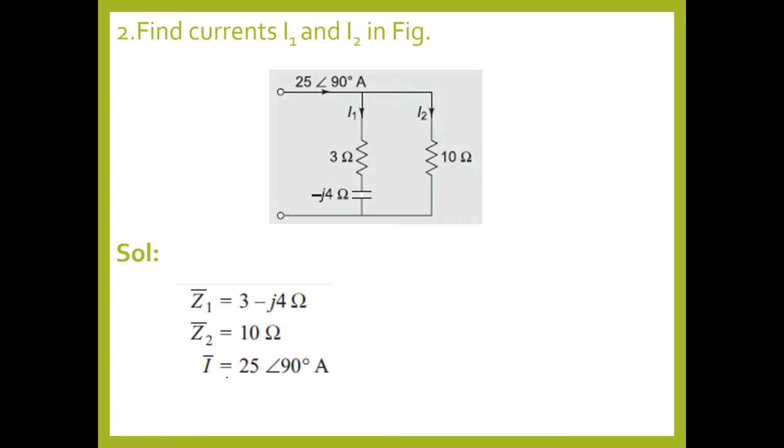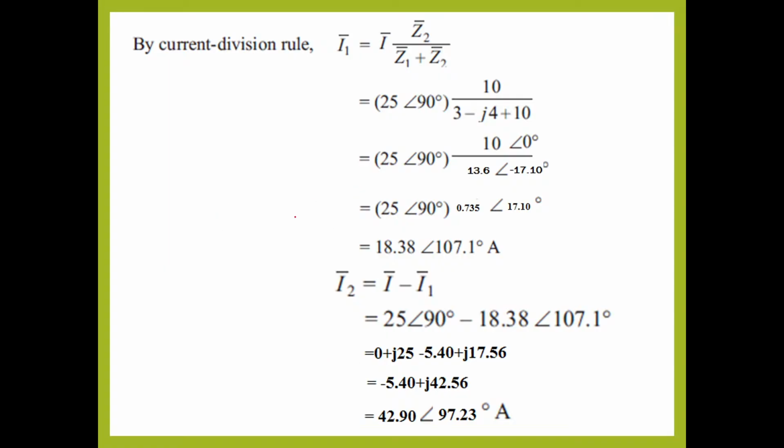So the total current I is given. Now just simplify this. We go for the current division rule. I know the total current I value, and I know the impedance across each element. So I1 I have determined. I have substituted the I value and written Z2 divided by Z1 plus Z2. That is the current division rule, and I have simplified and got I1.